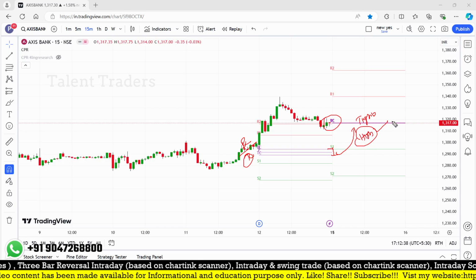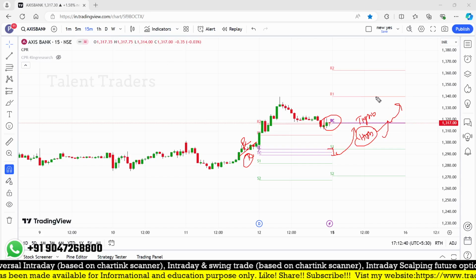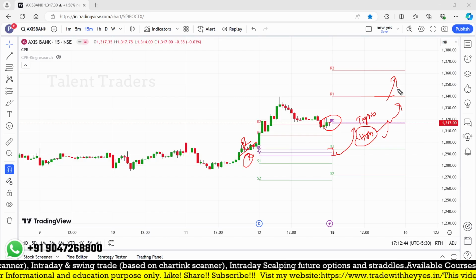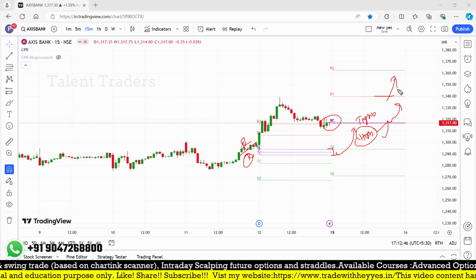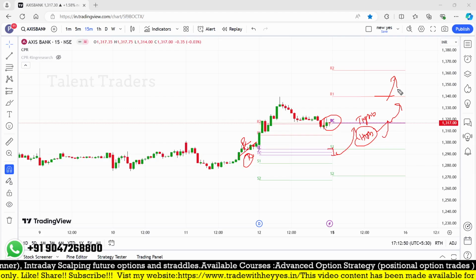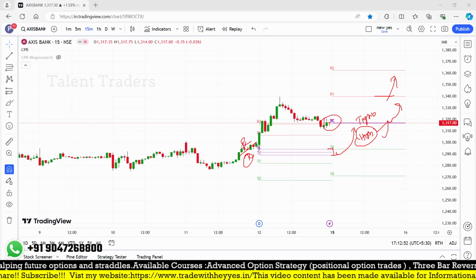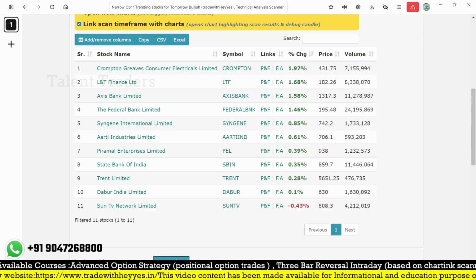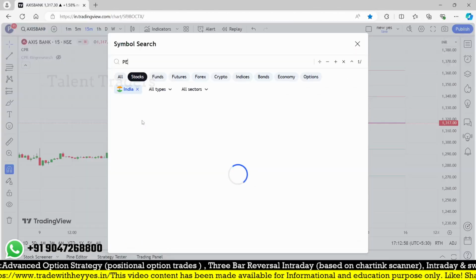So such a kind of pattern, so we can expect a bullish move, so over and above R1, crossing above R1, or even you can use it any. So this scanner will be finding out the stocks which are forming such a pattern, that is very tight CPR levels, so tight range. Okay, so let me check some other things, Sun TV, PEL, are those stocks which are forming.